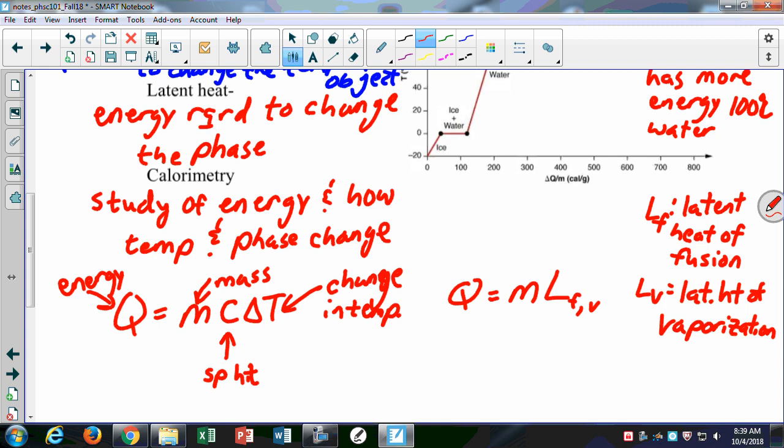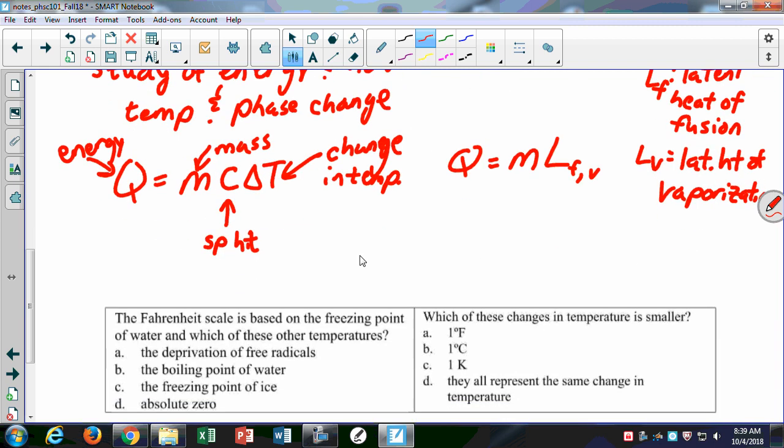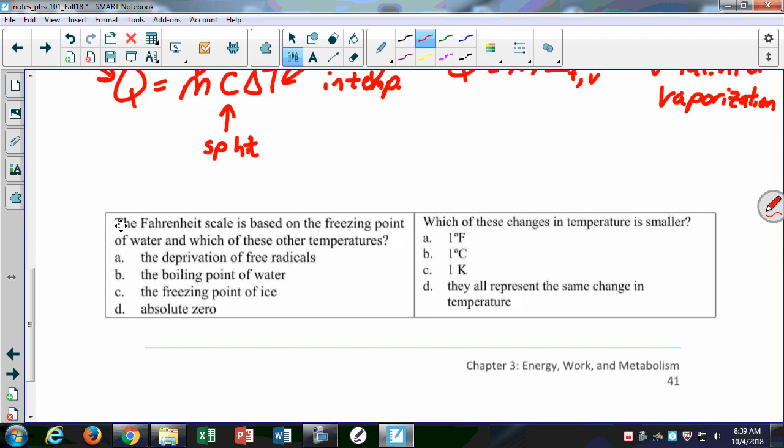Okay. We're almost done. Just have a couple more things. Let's try these questions. The Fahrenheit scale is based on the freezing point of water, and then which of the others? Is it the deprivation of free radicals, the boiling point of water, the freezing point of ice, or absolute zero? What do y'all think? 1 through 4? All right, it's 2, right? It's based on the freezing point of water and the boiling point of water.